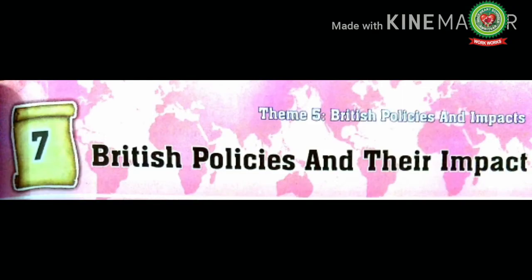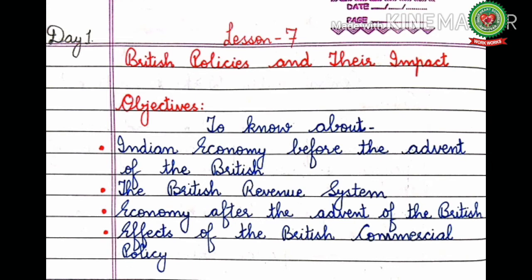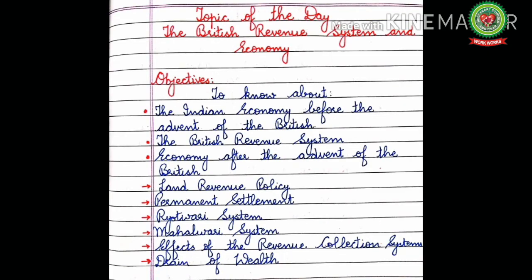Today we are going to start Lesson 7 of History, British Policies and Their Impact. The main objectives of the lesson are you will come to know about Indian economy before the advent of the British revenue system, economy after the advent of the British, and effects of the British commercial policy. Topic of the day is the British revenue system and economy.